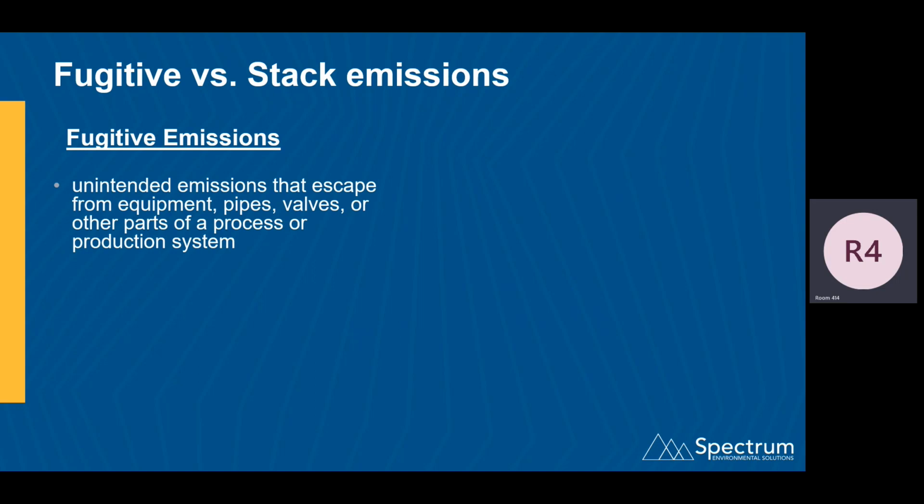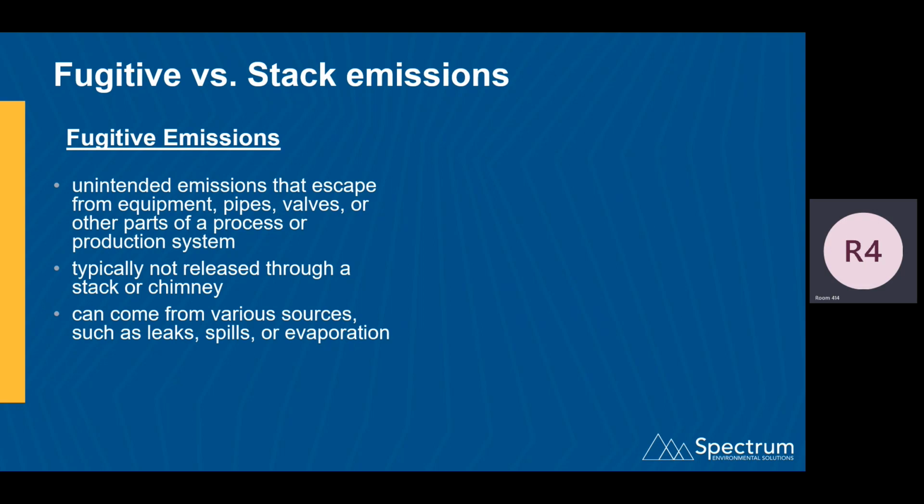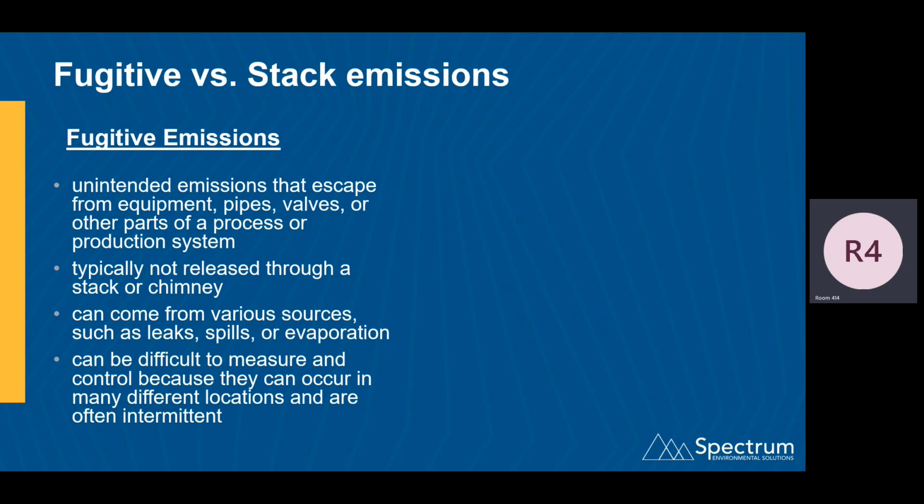Fugitive emissions are unintended emissions that escape from equipment, pipes, valves, or other parts of the production system. They're released from various sources: spills, leaks, evaporation. They can be difficult to measure and control because they're not planned, they're intermittent.